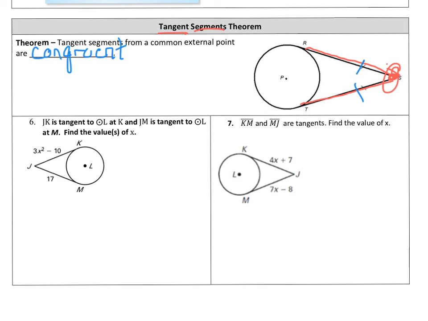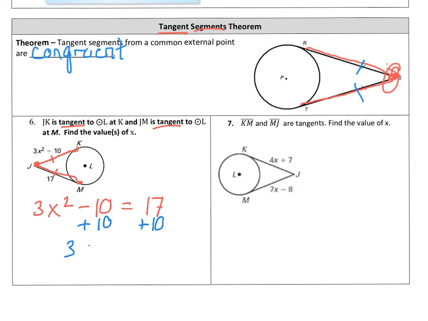So for this next example, right away they tell me that JK is tangent and JM is tangent. So both of them only touch my circle at one point, at K and at M. They intersect at point J. So right away I know since they're both tangent, then they must be congruent. So to solve for x, I'm going to take my two expressions and set them equal to each other. Well, once again, I want to solve for x, so I want to get x all by itself. So I'm going to move this 10 over.